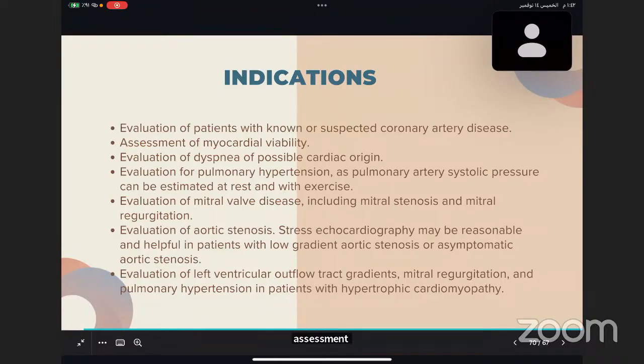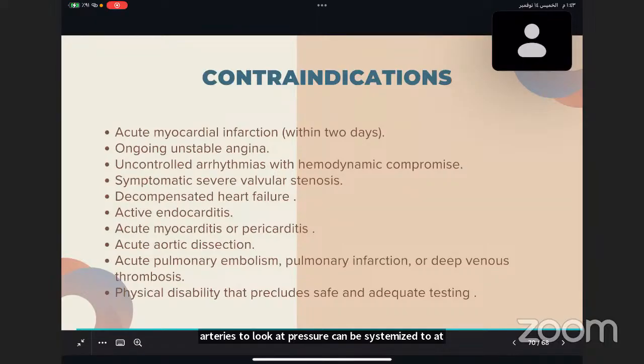assessment of myocardial viability, evaluation for any disease in the heart, like evaluation of pulmonary hypertension, as pulmonary artery systolic pressure can be estimated at risk with exercise. Contraindications to the stress test: acute myocardial infarction, unstable angina, active endocarditis, acute myocarditis or pericarditis, aortic dissection, physical disability that prevents safe and adequate testing, uncontrolled arrhythmia with hemodynamic compromise, decompensated heart failure, acute aortic dissection, or symptomatic severe valvular stenosis.